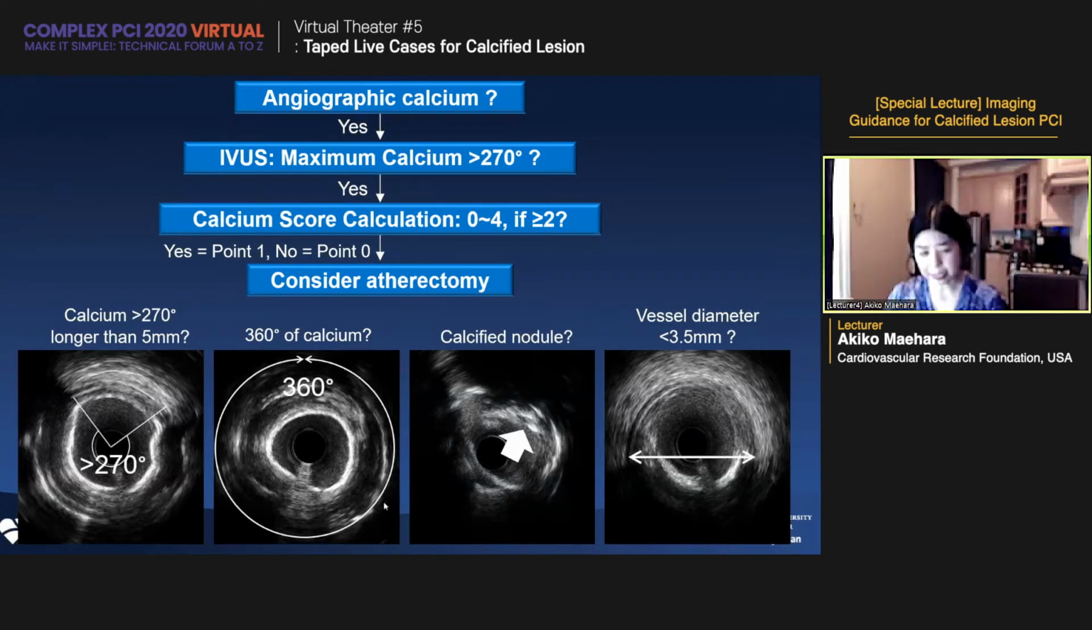And finally, many times when we look into the calcified lesion, we forget the vessel size. But we recommend going to the calcium site, close to the calcium site, but somewhere you can measure the vessel size. And if the vessel size is less than 3.5 by media to media, that's a small vessel. And because of the small vessel, they have less capacity to expand. They are more likely to be underexpanded. Any of them, we put score 1, and total is 4, and smallest is 0. And if you have more than 2 score, we consider the atherectomy.